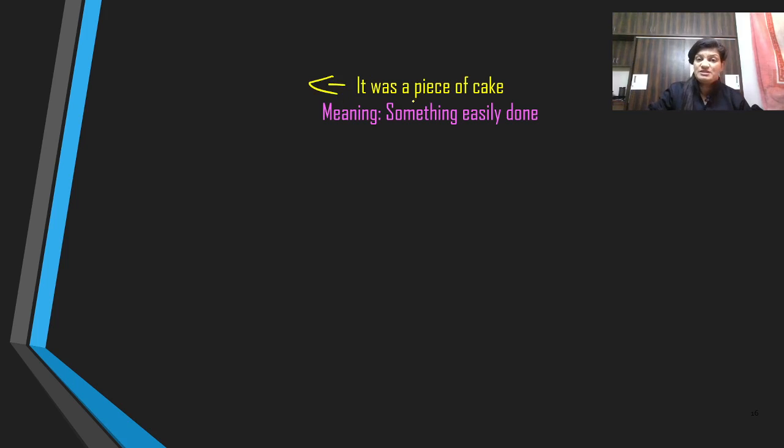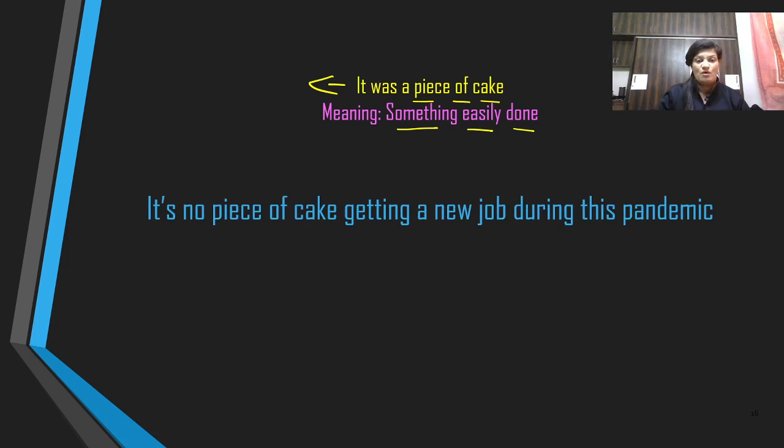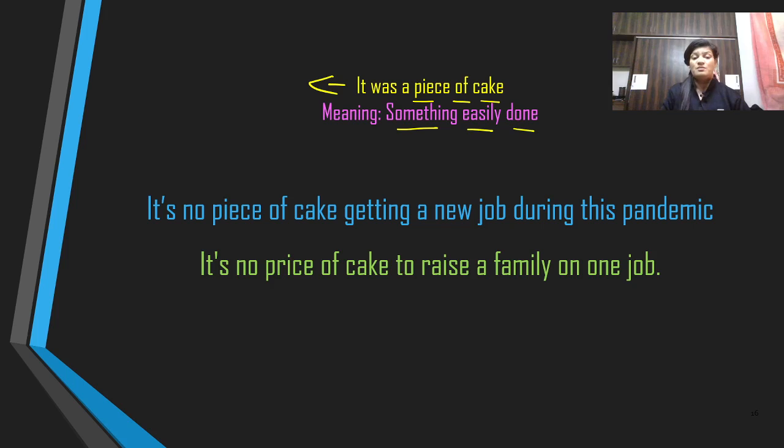Now, when you say a piece of cake, it also means the same thing as I said about the earlier one, that is a cakewalk, which is something easily done. I'm just going to use the same similar sentences, but with the replacement of a cakewalk. It's no piece of cake getting a new job during this pandemic, or it's no cakewalk getting a new job during this pandemic, or you can also say it's no piece of cake.